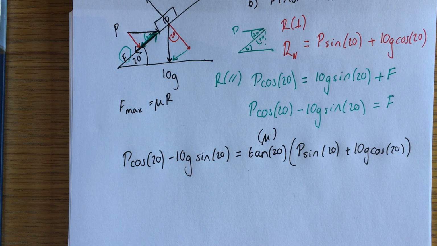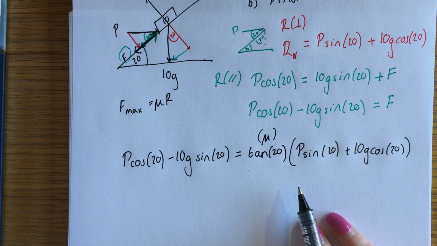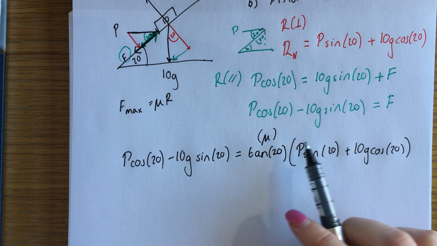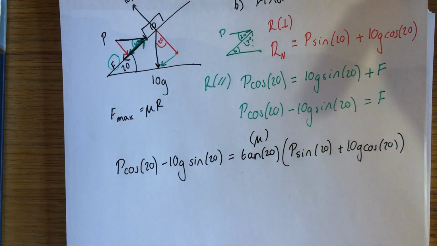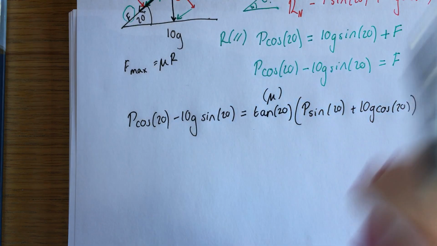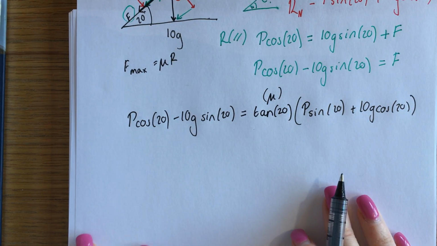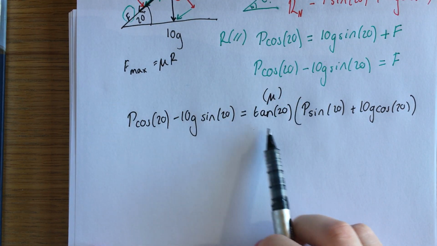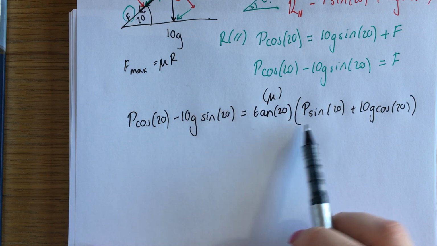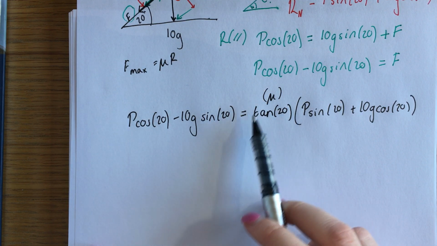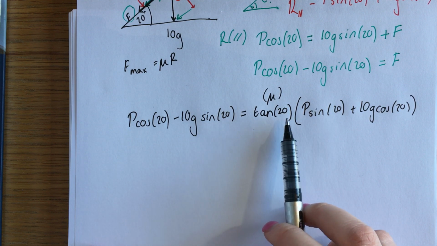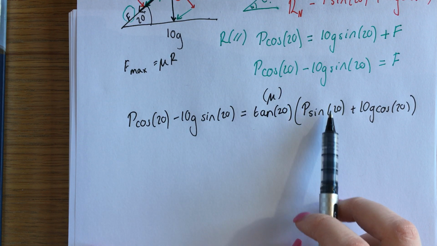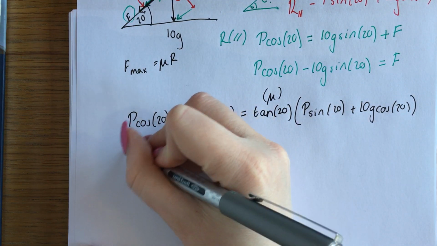I obviously want to get P on its own. So what we've now got is actually just a complex rearrangement question. So I need to get P on its own. So I will go through these steps with you just to make sure that we haven't forgotten this from GCSE and we don't make any silly errors. So I'm going to take this over to the left-hand side. So I need to subtract tan 20 multiplied by P sine 20 to this side.